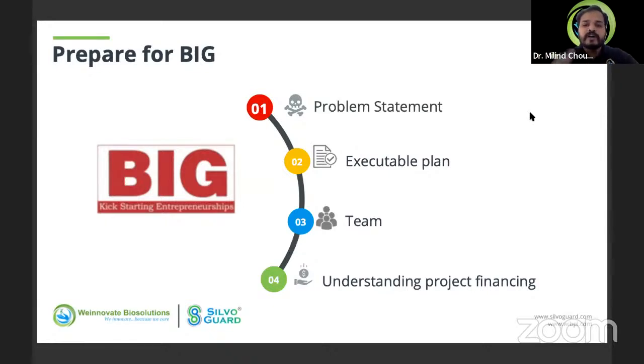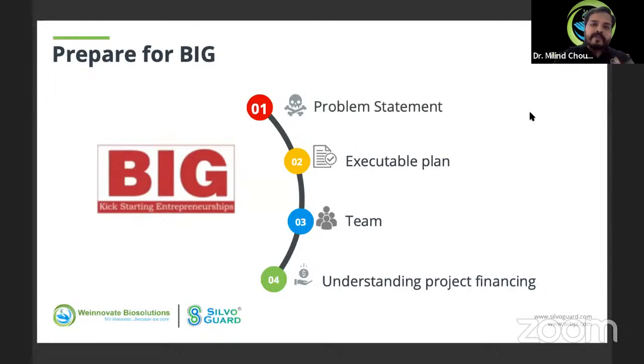And that's how, while evaluating your application, they would also look at how you are structuring your team in terms of achieving the goals that you want to achieve. And fourth is understanding of project financing. This is the most important aspect, because BIG comes with very strict guidelines about budget and where and how to utilize your budget. And if you stick to that, then only your BIG will be successful.